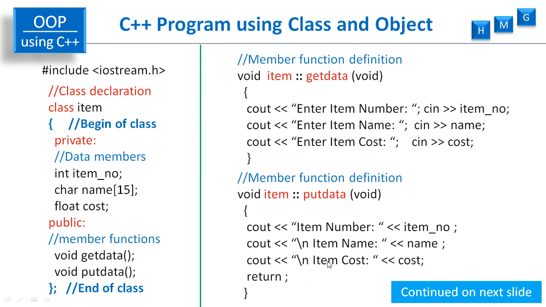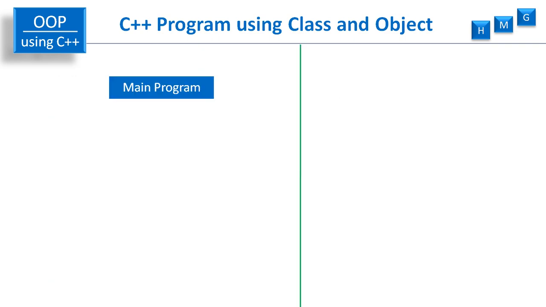After complete class definition, we have to write the main program. The main function will start, int main, beginning of the main function. First of all, I will create the IT object. So only one object I have created of the type item. Item is the class name, IT is the object name. So here I have created object IT.